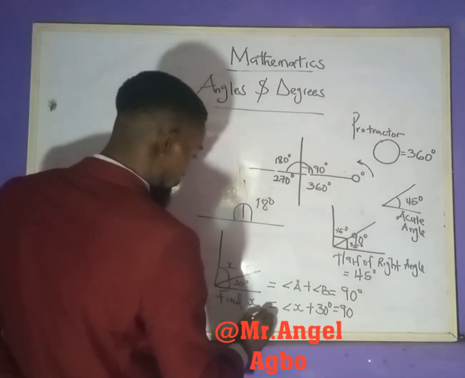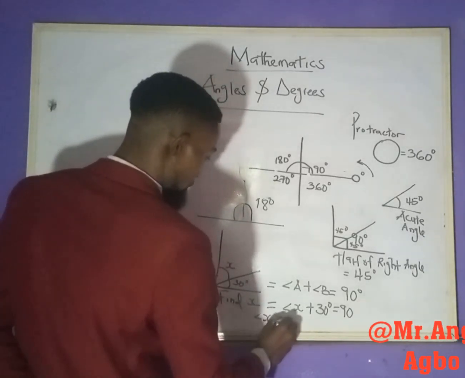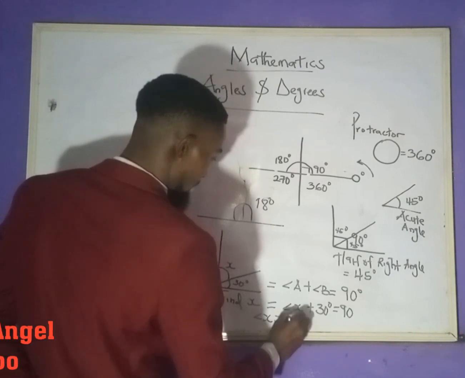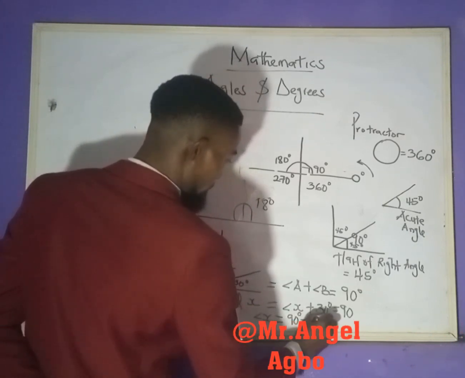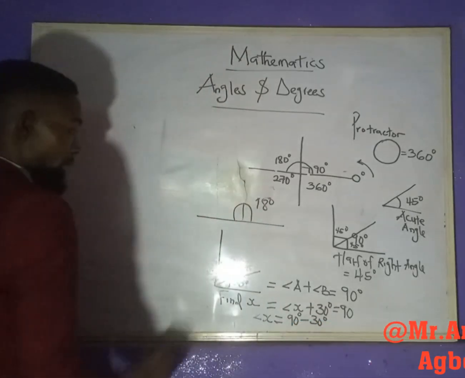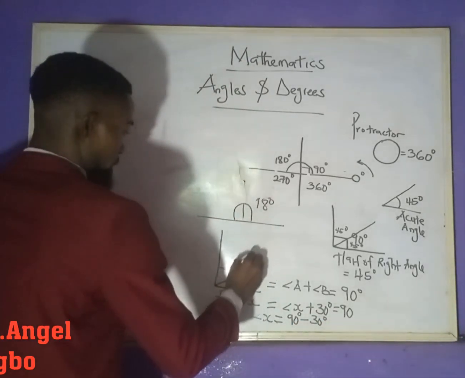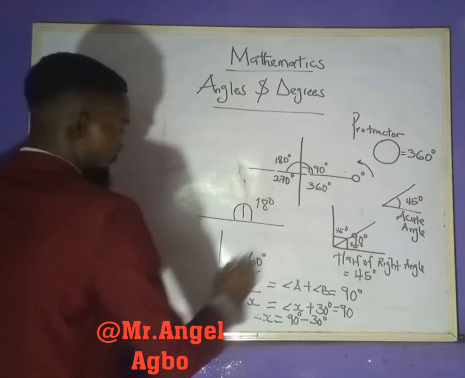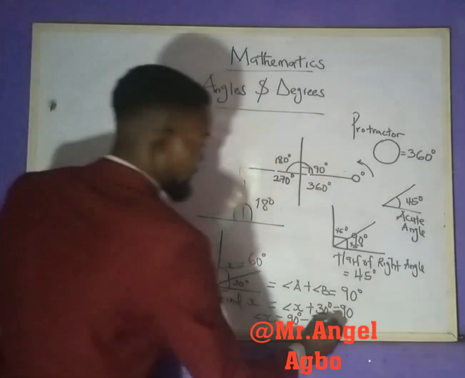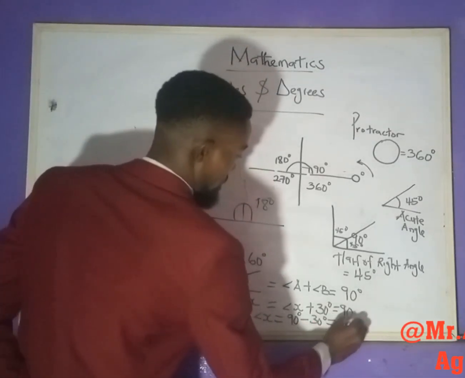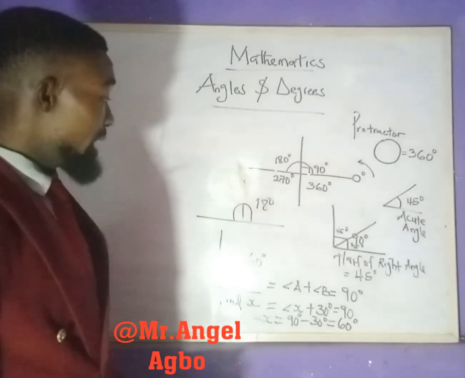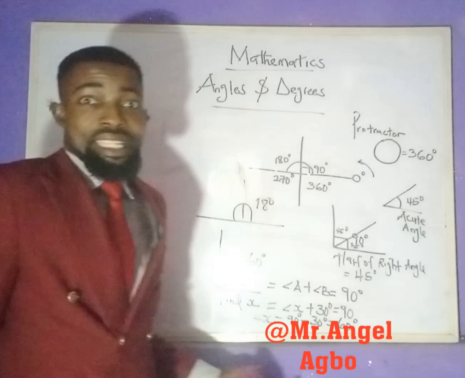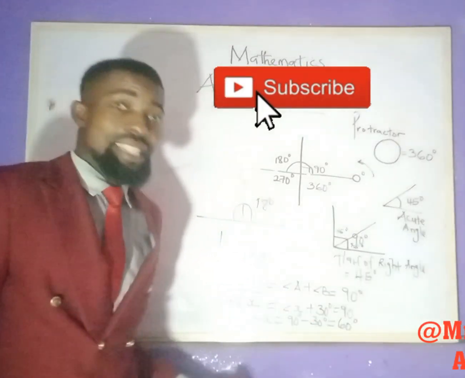So our angle x will be 90 degrees minus 30 degrees. So we have our x equals what? 60 degrees. Under a right angle, that is as simple as it is.